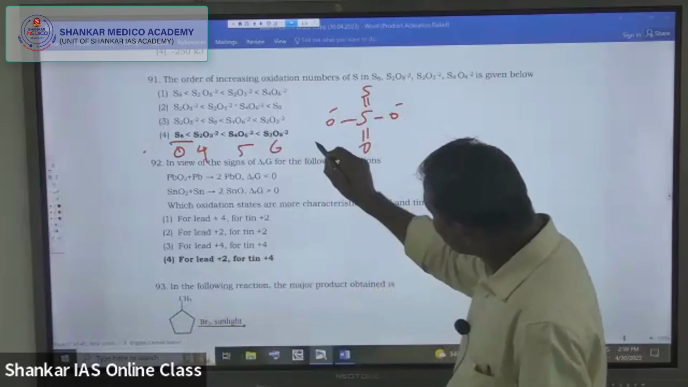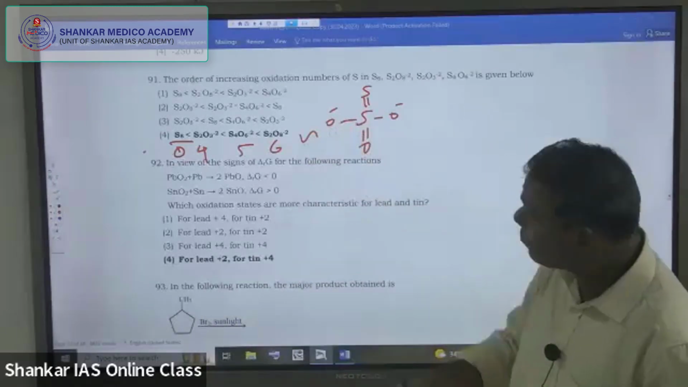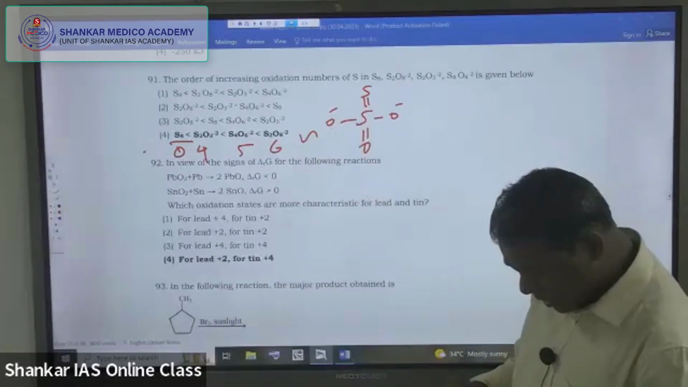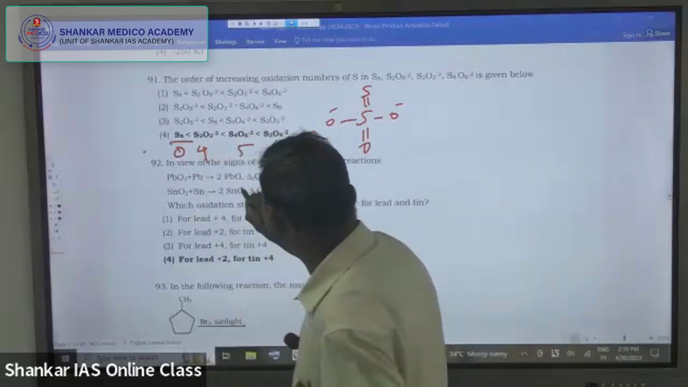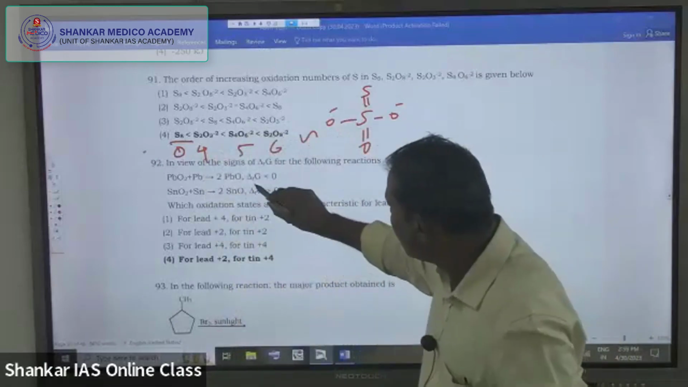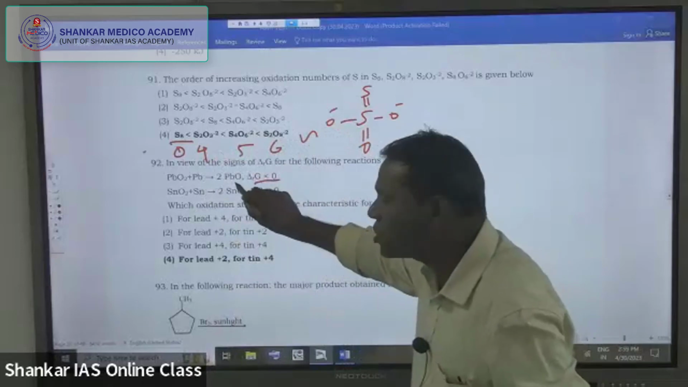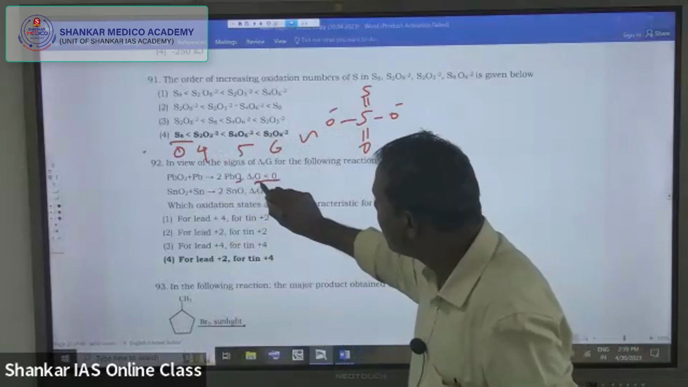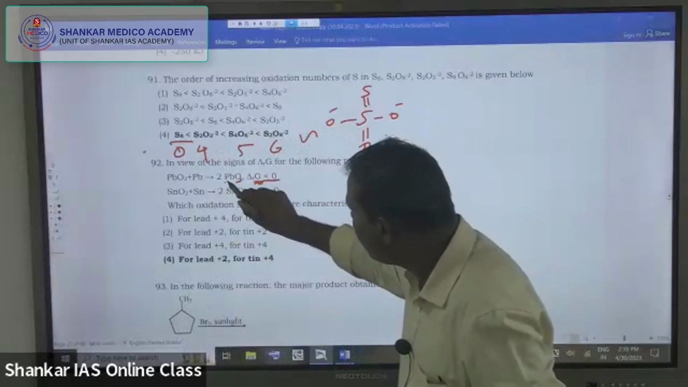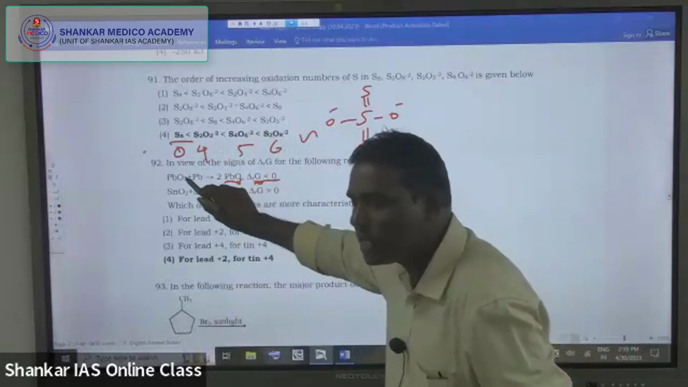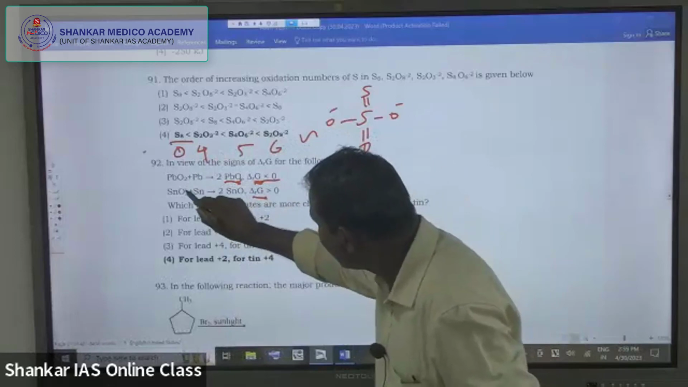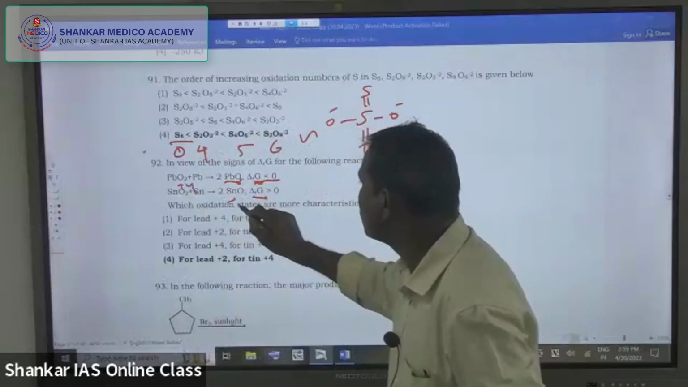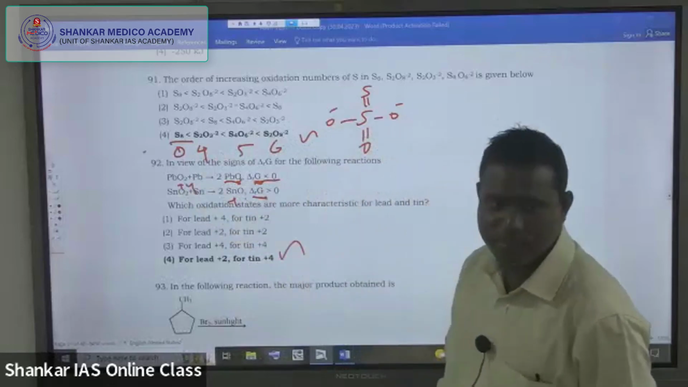Okay, note it down, students. Please understand this structure very carefully. 0, 4, 5, 6. That is the answer. And next question, this one. Generally, del G less than 0 means forward reaction, okay, because of spontaneity. This one, Pb2+ is more stable than Pb4+. In this case, del G is greater. This means this one plus 4, this plus 2. So this is the correct answer.